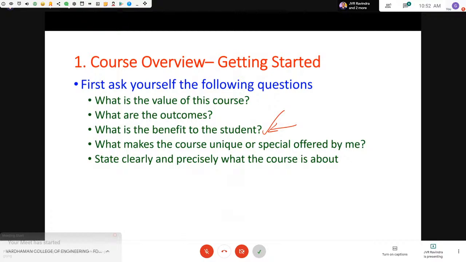I already gave you two examples. Some people don't have any kind of knowledge, but they do extremely well in the class. Let us not compare with such things. But you should really compare, in a positive way. If that particular professor is really doing well, let us understand the delivery mechanism of that course from the professor. There's nothing wrong in that. What makes the course unique or special offered by me? State clearly and precisely what the course is about. This is the most important thing, and that's what I just discussed.